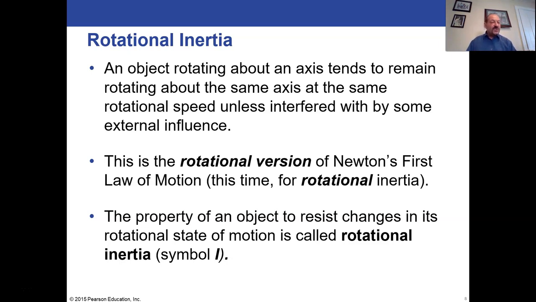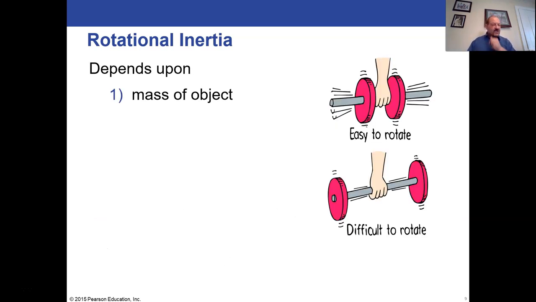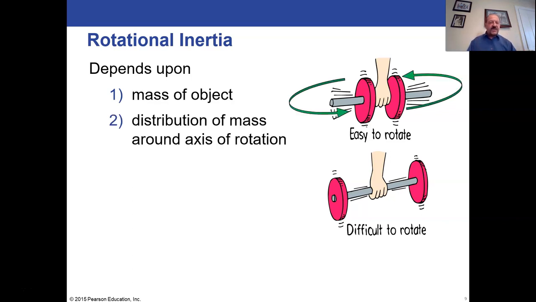But a rotational inertia is not simply the mass. It's slightly more complicated than that. So let's look at rotational inertia. It's going to depend on the mass. I think that's probably obvious. More mass, the more inertia it has. But it also is dependent on how that mass is distributed in the object.